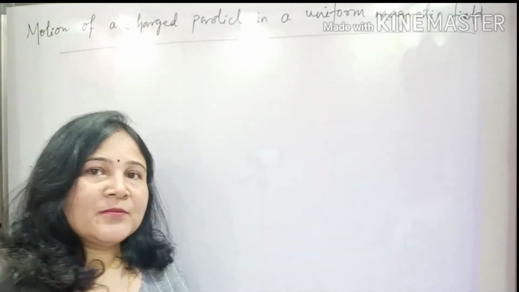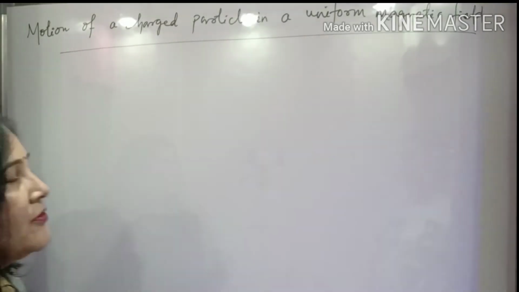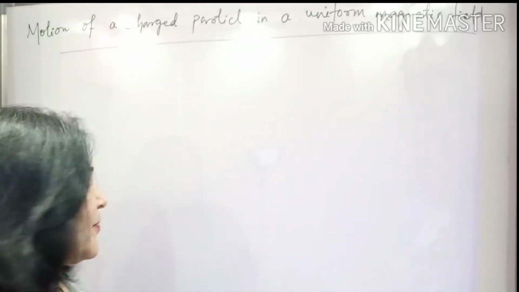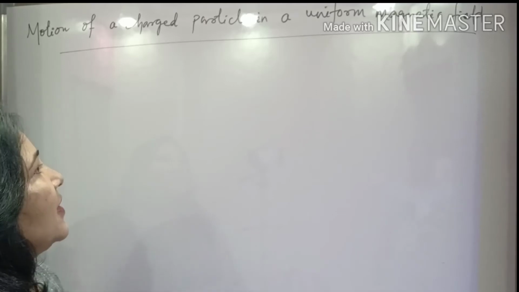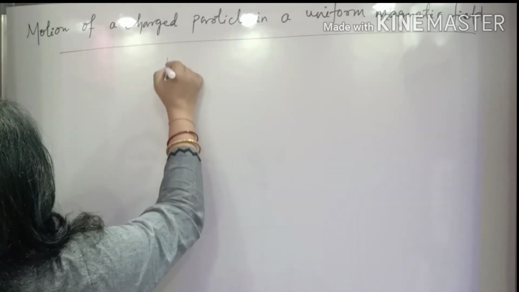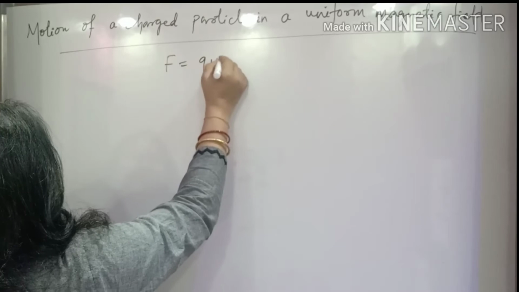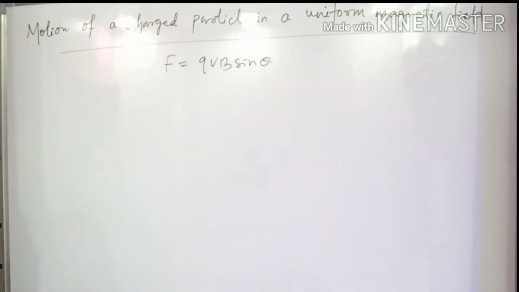Hello students, we'll discuss now what will be the motion of a charged particle in a uniform magnetic field. Before that, we'll just discuss the previous one. Whenever a charged particle is moving in a magnetic field, it is going to experience a force. What is the force value? F equals QVB sine theta. We have already discussed that in the previous video.